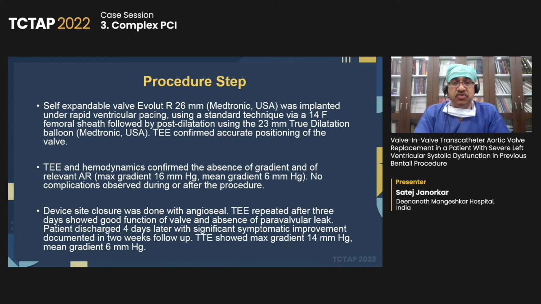TE confirmed that, albeit a little later, the gradient fell to a mean of 6 millimeters of mercury from an initial 15. No complications were observed during or after the procedure. Device site closure was done with Angio-Seal, and TE repeated after 3 days showed good function of the valve with a mean gradient of 6 millimeters of mercury and no paravalvular leak. The patient was up and about, quite okay, discharged after 72 hours and followed up after 2 weeks.